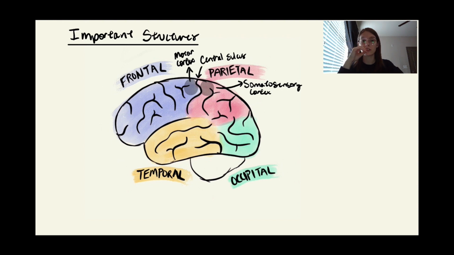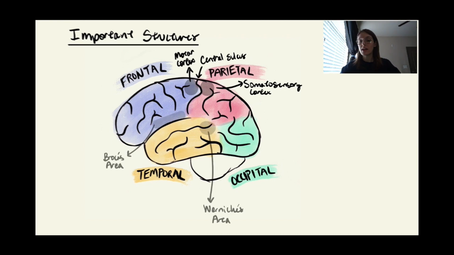So the somatosensory cortex is located on the postcentral gyrus, so behind the central sulcus, and it is on a ridge, so it's a gyrus. And that essentially takes sensory information for touch, temperature, pain, and pressure. These two structures, the motor cortex and the somatosensory cortex, are very interrelated, and sometimes they're referred to as one unit, the sensorimotor cortex.